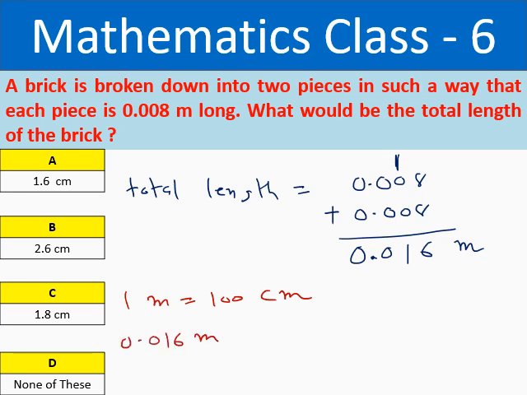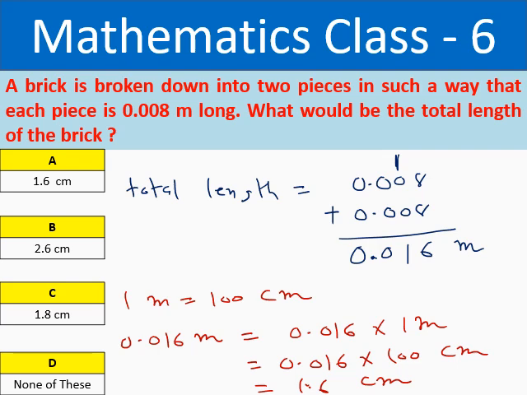0.016 meter is equal to 0.016 into 1 meter. So that is 0.016 into 100 centimeter. So now we'll get as a result 1.6 centimeter. So option A is the correct option.